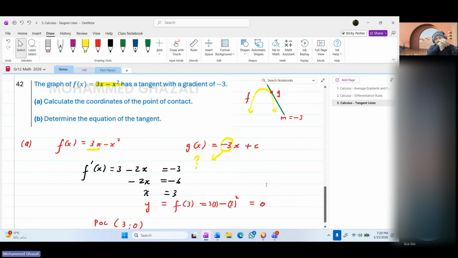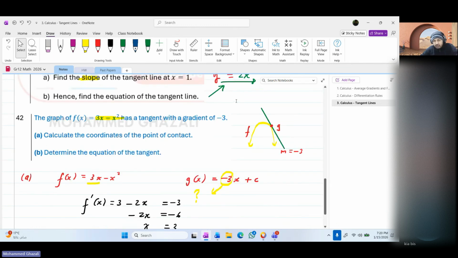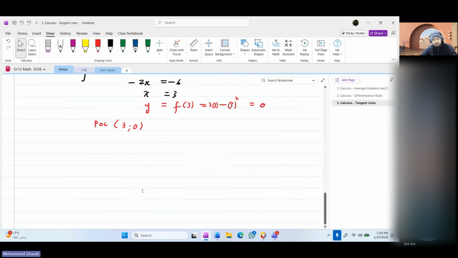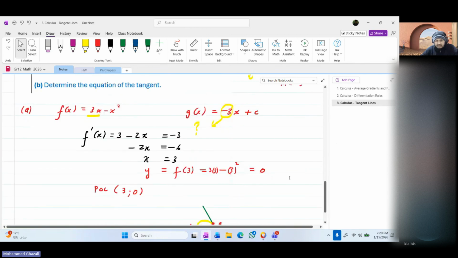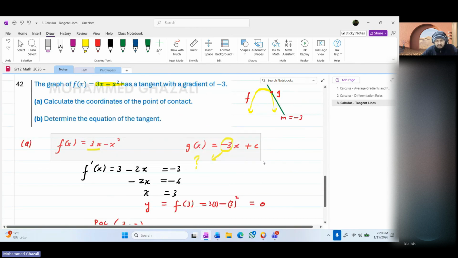The question is, could we have done it in a different way? Can we do this question in a different way? Yes, we can. We can use grade 11 knowledge. But it's better to use the derivative. It's much faster, right?